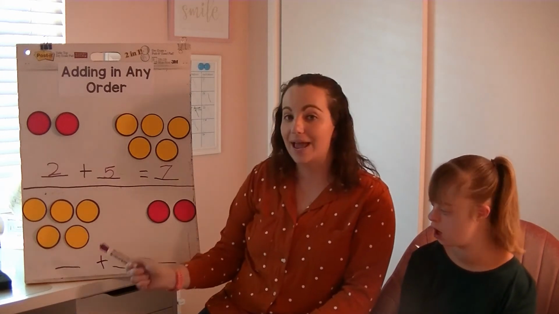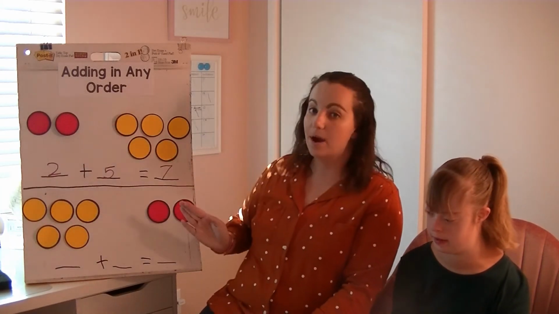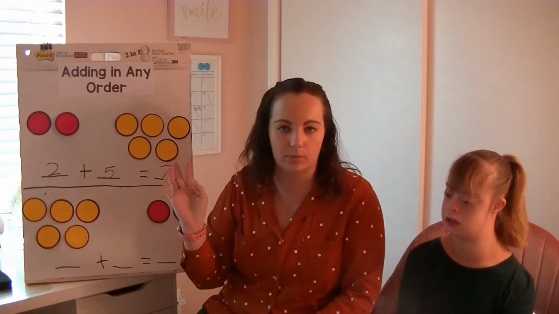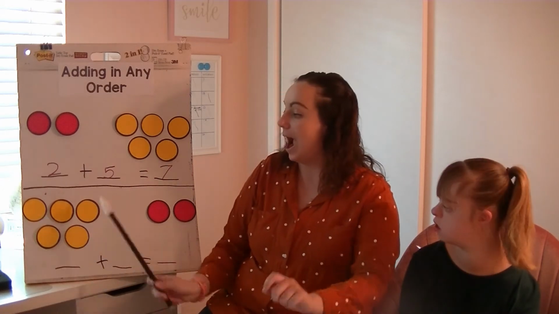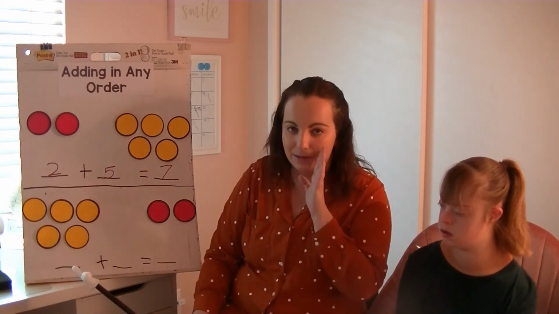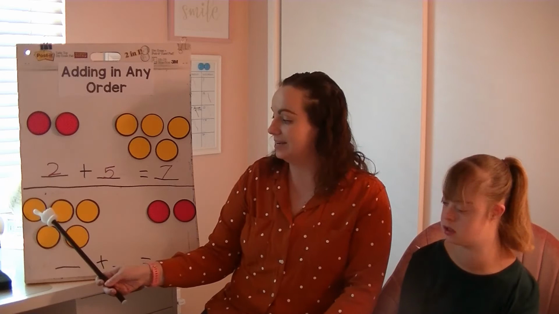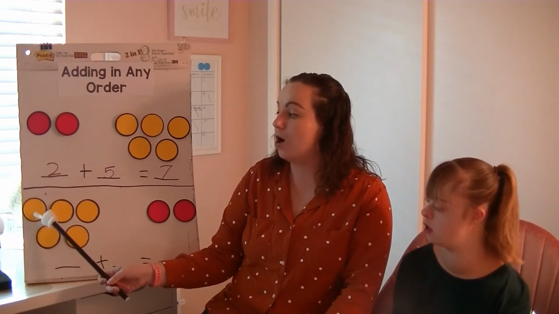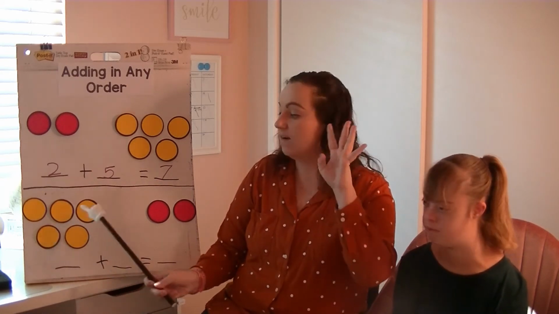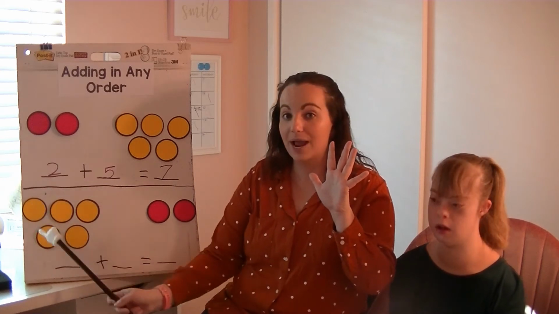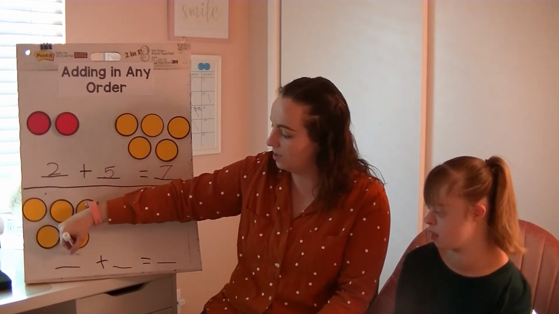Good. Now let's try the next problem and see what happens when we switch the order of the numbers. We're not changing numbers, but we're switching the order, okay? Let's double check. How many yellow counters do I have here? Hint, it's probably going to be the same as this one up here, but we're going to double check, okay? Ready? Set, count with me. 1, 2, 3, 4, 5. How many yellow counters do I have? I would say 5. Great job. Yep, just like we had up here.